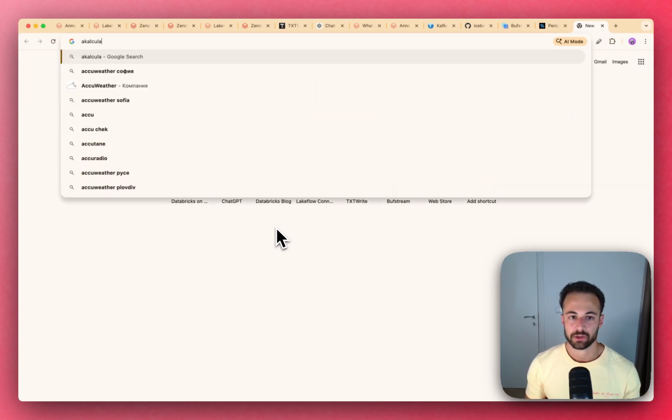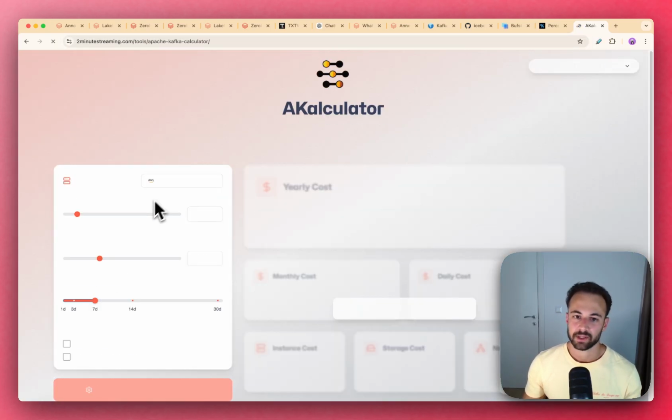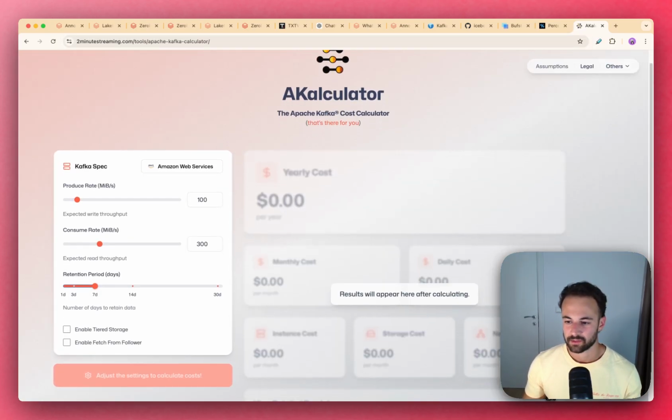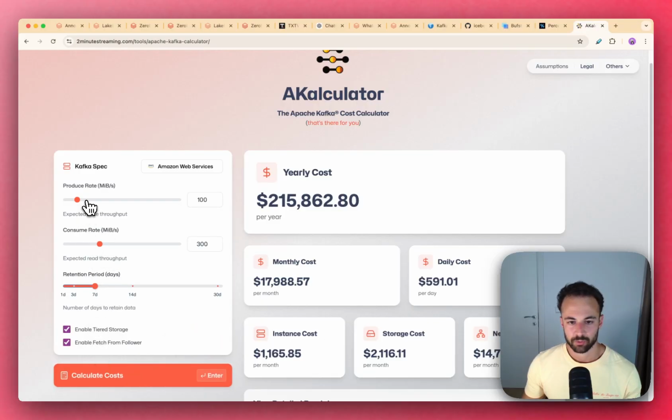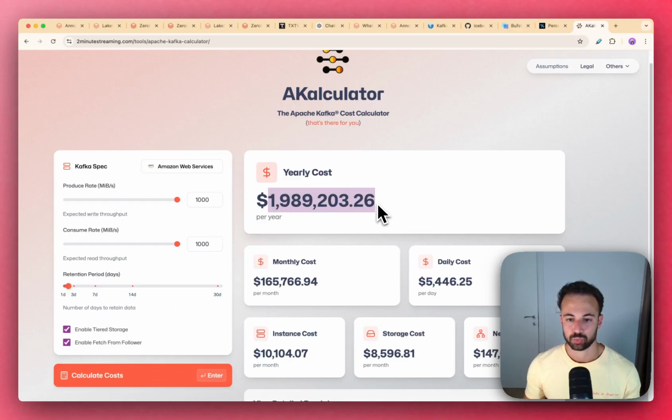I think I have a calculator for this, that I can calculate how much it costs. Let's say if we're writing to a lakehouse, we'd be writing 1 gigabyte a second and reading 1 gigabyte a second. How much would that be? We'd be storing the data for 2 days, because the rest is going to a lakehouse. And this costs, let's say, on AWS, 2 million a year.